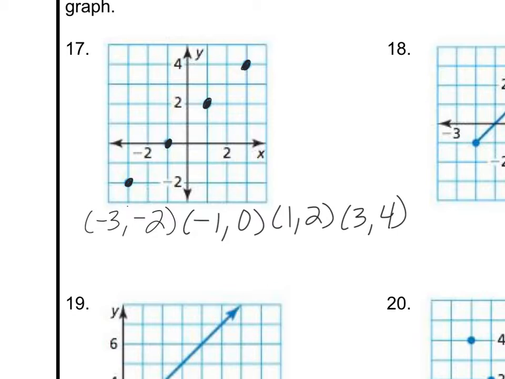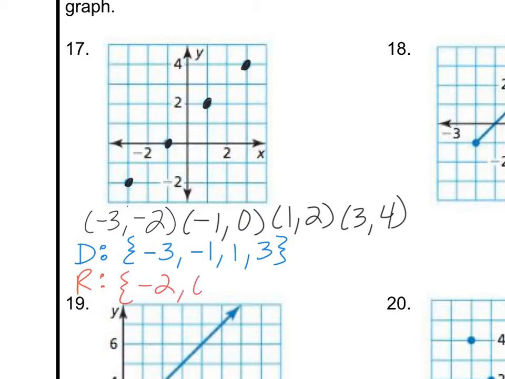So now you just have to list out for me my domain. My x values are -3, -1, 1, and 3. And Nadia, what's my range? My y values. Good. -2, 0, 2, and 4.